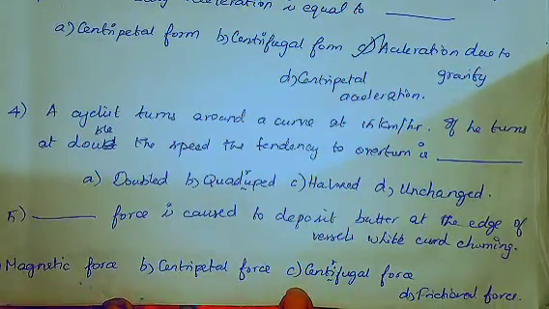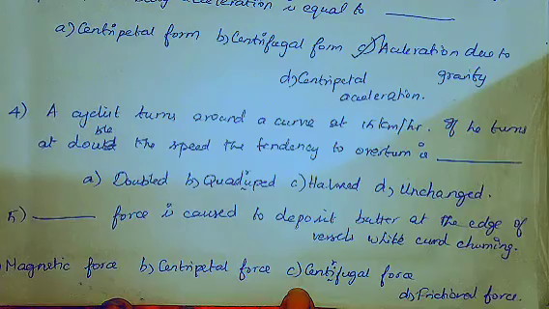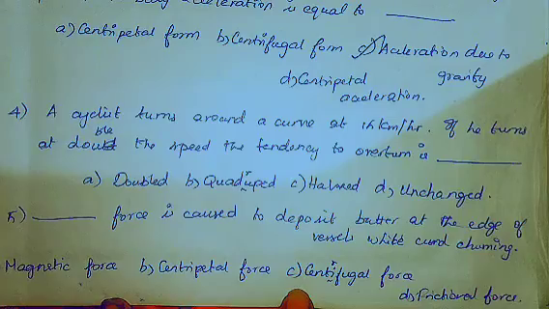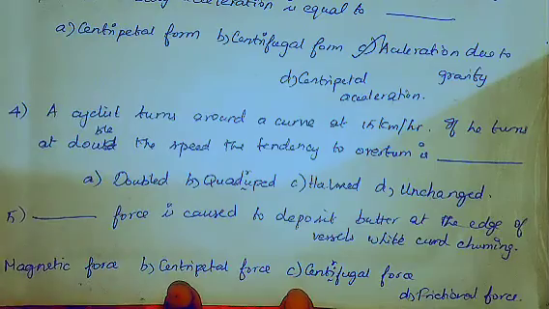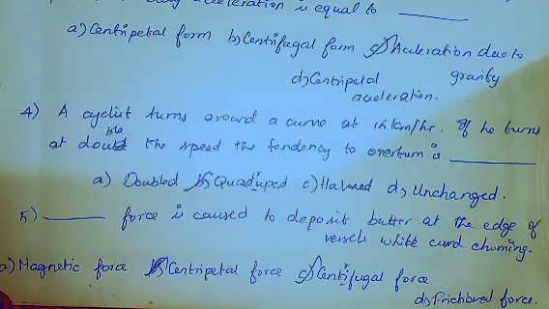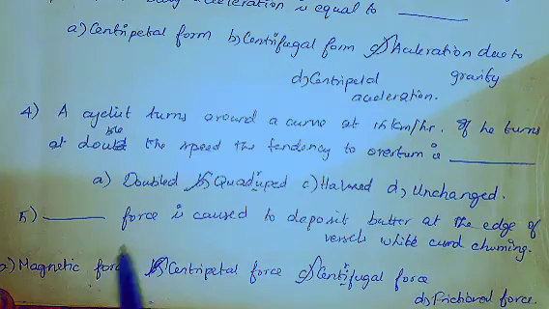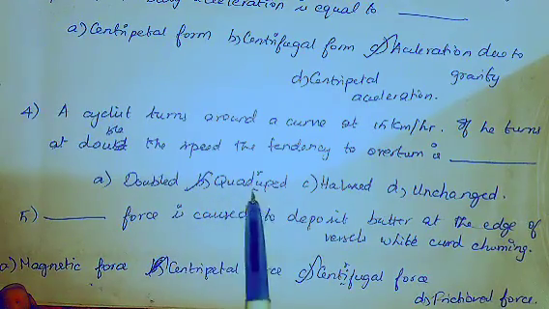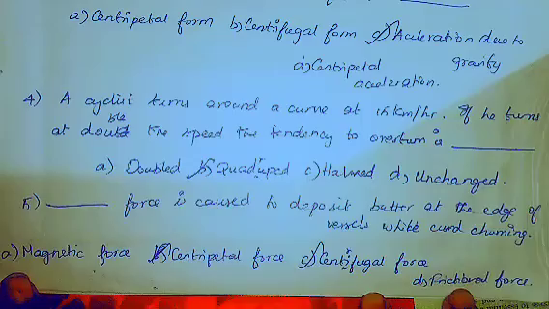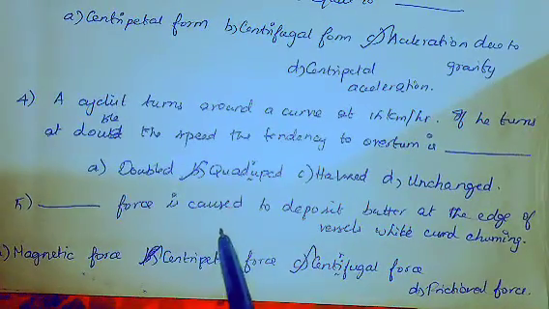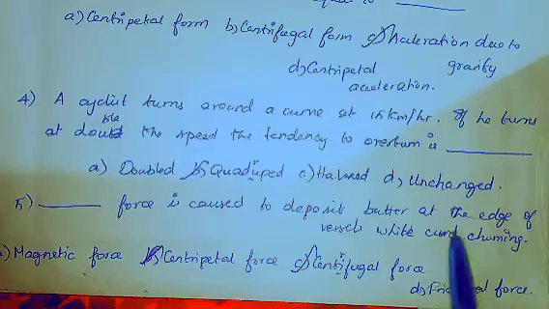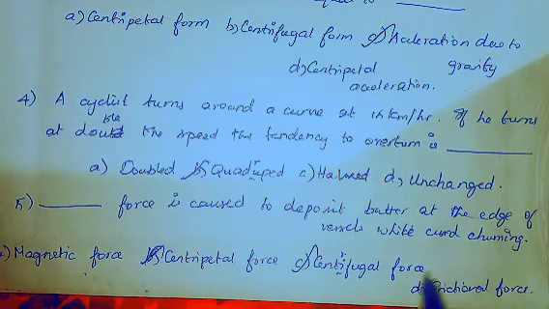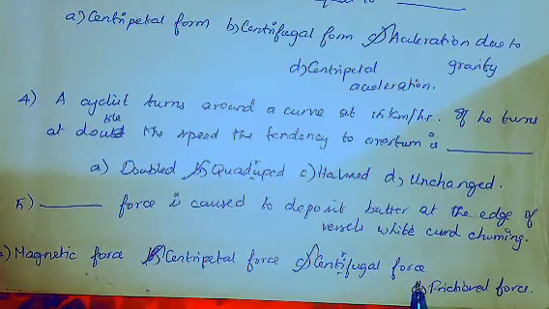Fourth one, a cyclist turns around a curve at 15 km per hour. If it turns at double the speed, the tendency to overcome is. The answer is B option, quadruple. Then fifth one, dash force is used to deposit butter at the edge of the vessel while curd churning. The answer is C option, centrifugal force.